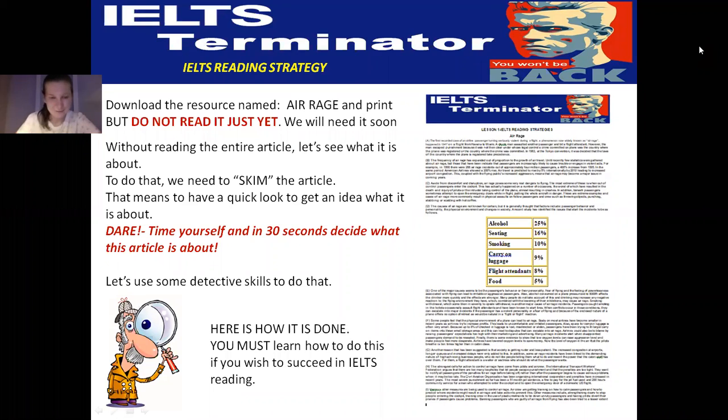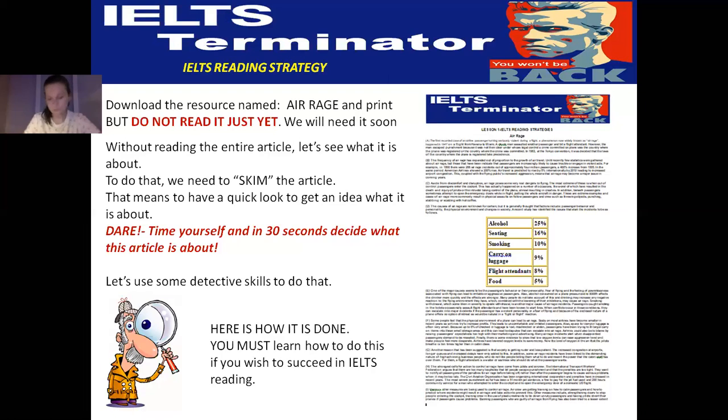We get an article, and we've got it in front of us, and we've got some questions. So what we have to do now is have a look at the article, which we did a little while ago in more detail, and we have to skim this article. But we have to do that even before looking at the questions.